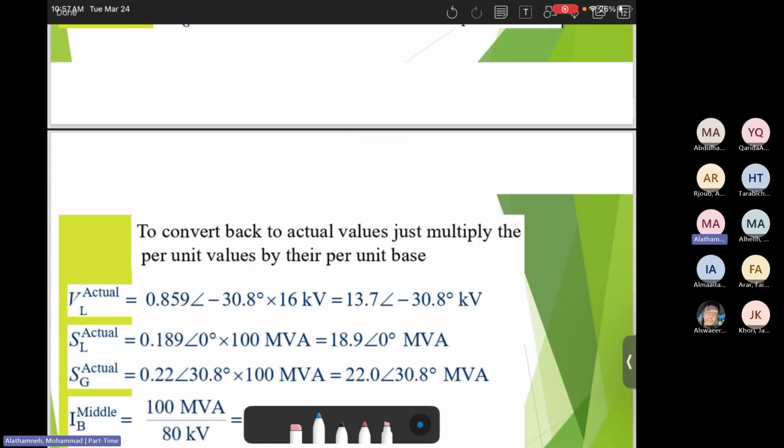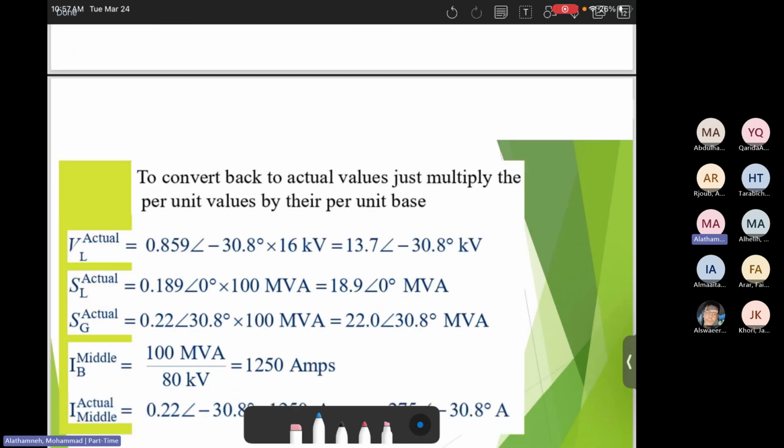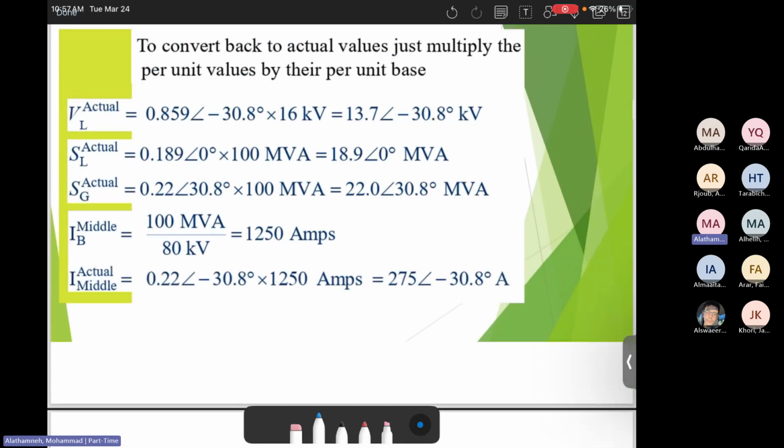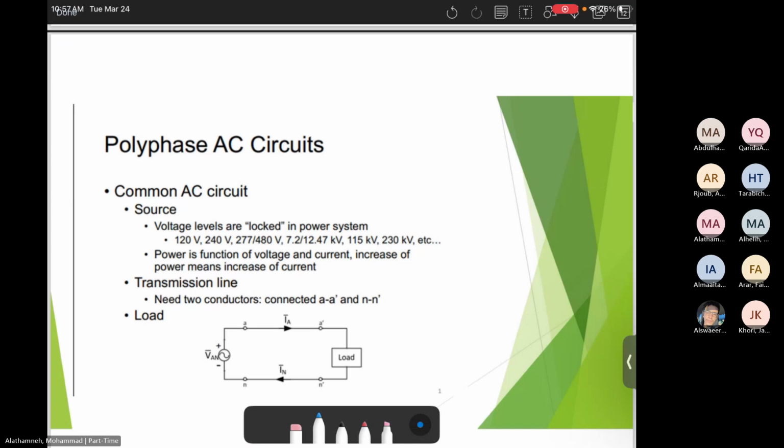Then in order to calculate the current, we need to calculate the current base first. To calculate the current base, we calculated it here as 1250 amps. Then multiply the currents that we got by the base 1250, then it will be 275 angle negative 30.8 degrees. This is the current in the middle section.